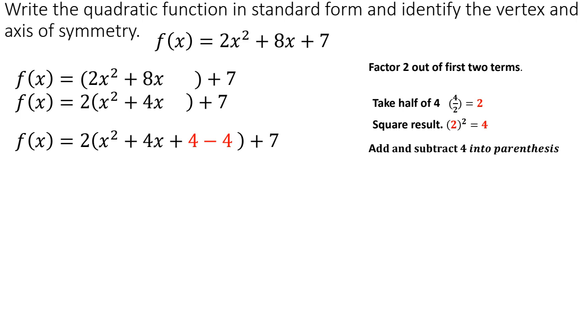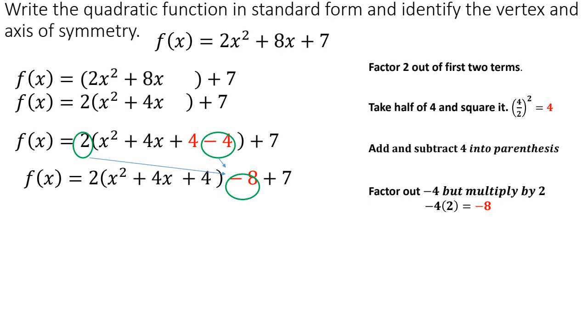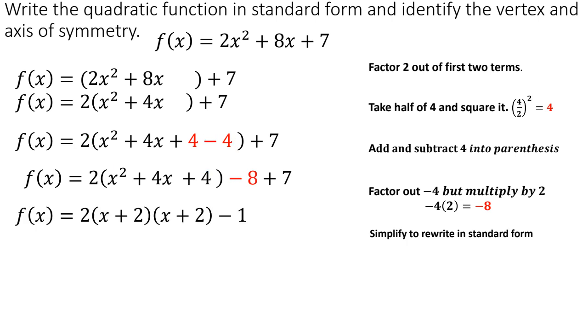Okay, so I'm going to borrow that positive 4 and put it in parentheses. I'm going to take the negative 4 out, but by taking the negative 4 out of the protection of the parentheses, I'm going to give back the 2 that I factored out. So 2 times a negative 4 is a negative 8. Okay, so I had a positive 7 outside. Let's combine those two like terms. Negative 8 plus 7 is a negative 1.